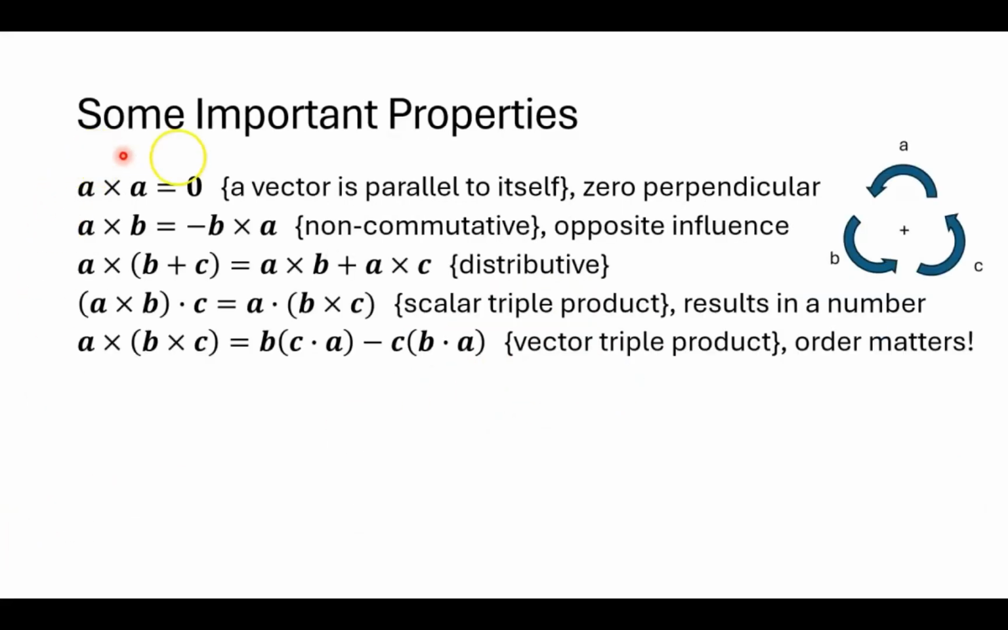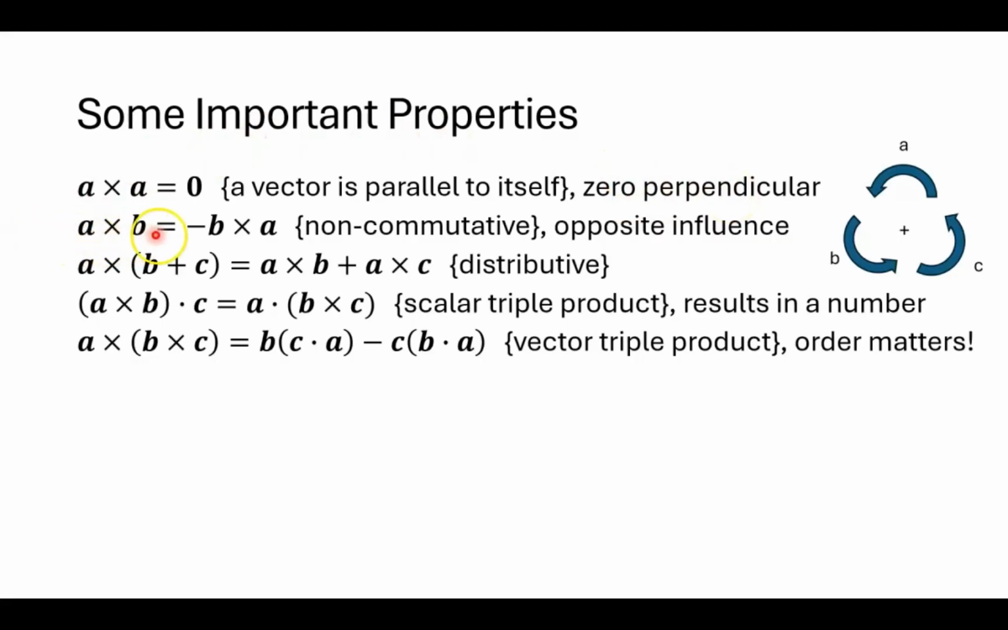And now there are also some important properties you need to remember for the cross product. First one, important: a cross a equals 0. So if you have any vector, you cross it with itself, you will get a zero vector out. This is because the cross product actually tells you how perpendicular two vectors are, and obviously a vector is parallel to itself. So its cross product with itself will give you 0, as you have 0 perpendicular components.